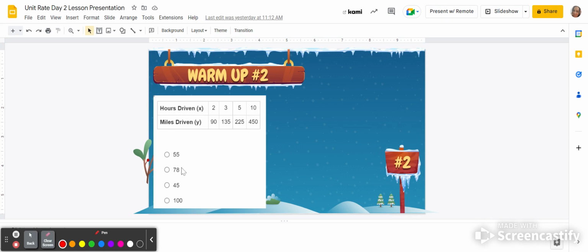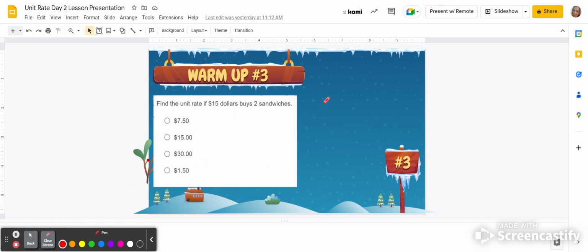So to find my unit rate, I'm going to say 90 divided by 2. If I can get my calculator to work, 90 divided by 2 equals 45. So we have 45 here. 135 divided by 3 is 45. 225 divided by 5 is 45. And 450 divided by 10 is 45. So my unit rate is 45.